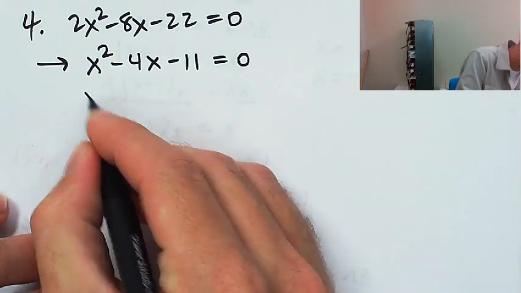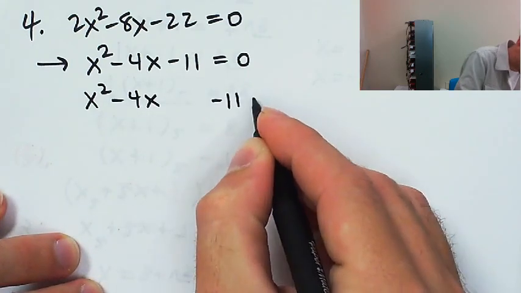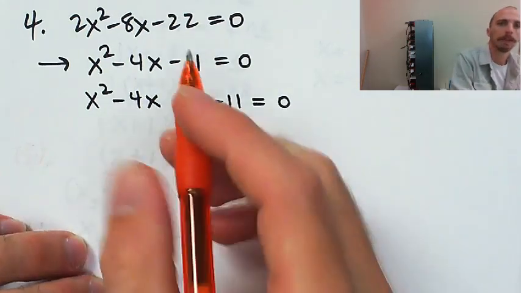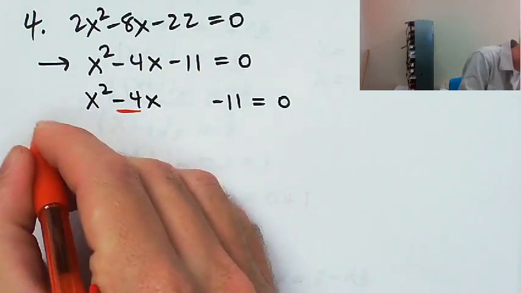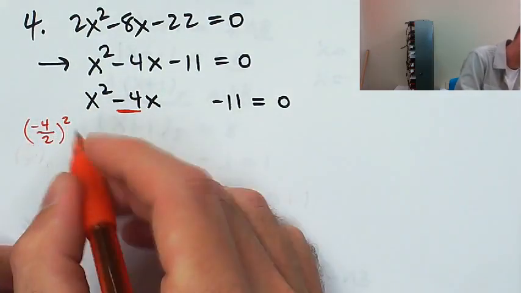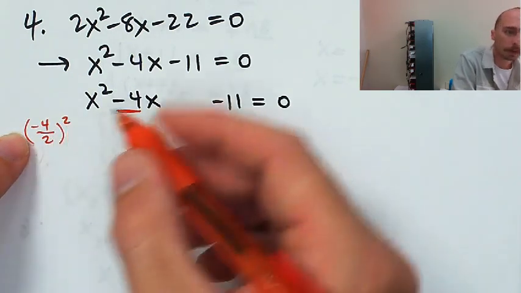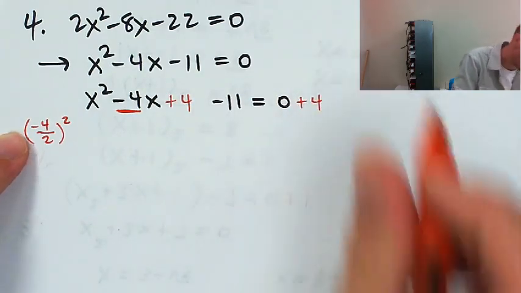So now I'm going to leave a space to add the same number to both sides. Okay, and I'm going to find what number I want to add to both sides by taking this negative 4, dividing it by 2, and then squaring it. Okay, so that's negative 2. Negative 2 squared would be positive 4. So I'm going to add 4 over here and 4 over there.